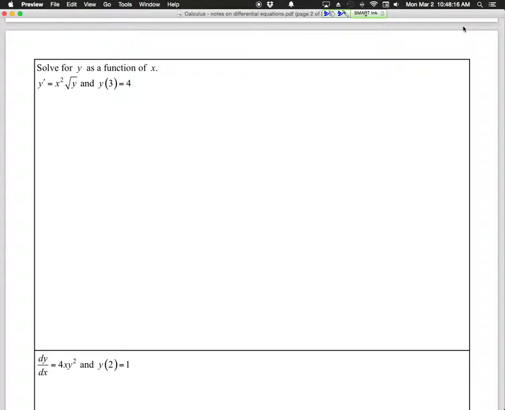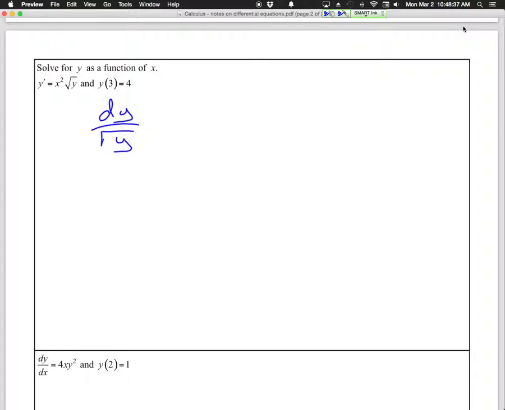Separate. Separate? How do you want to separate? By the square root. So divide by the square root. Now, this y prime, what does this y prime represent? dy over dx.